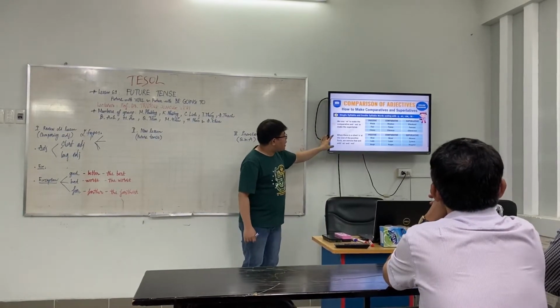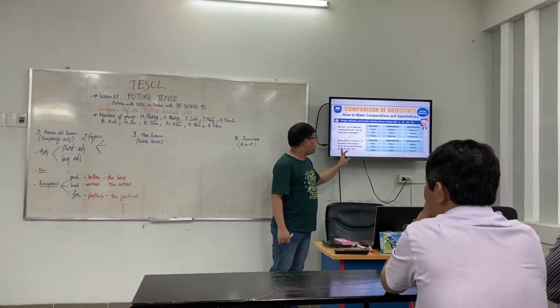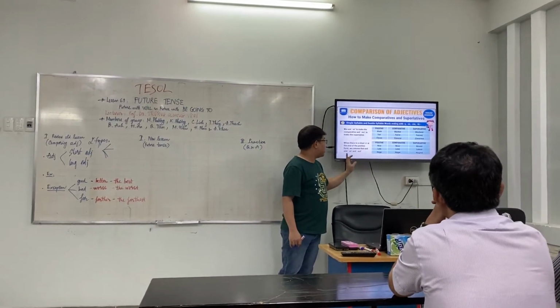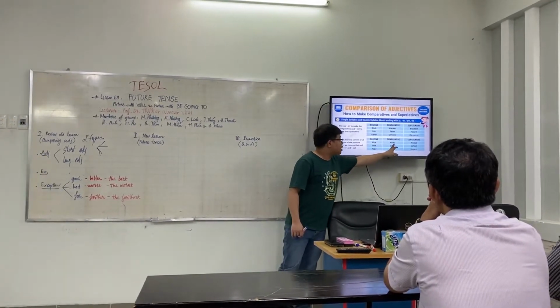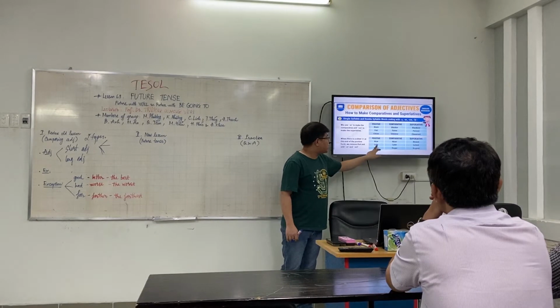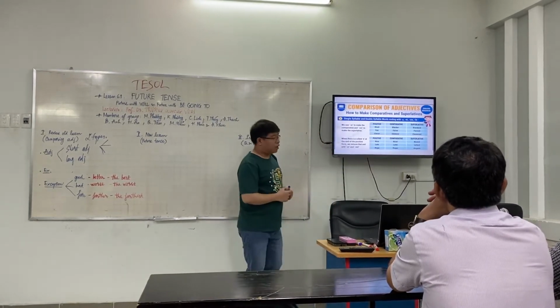The next: when the positive form ends with E, we remove that and add ER and EST. For example, nice, nicer and nicest. Like late, later and latest. Popular and positive. Okay.